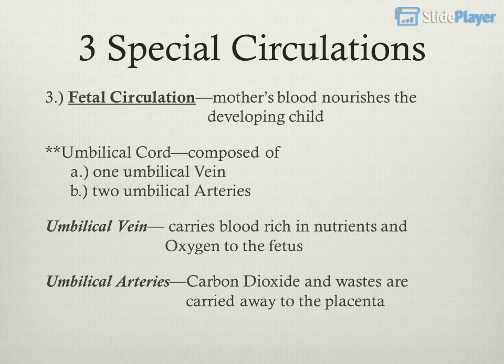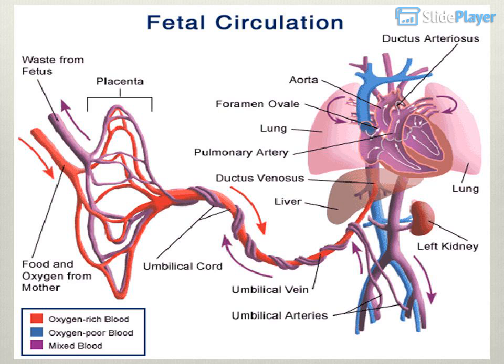3 special circulations. 3. Fetal circulation. Mother's blood nourishes the developing child. Umbilical cord, composed of A. 1 umbilical vein, B. 2 umbilical arteries. Umbilical vein carries blood rich in nutrients and oxygen to the fetus. Umbilical arteries, carbon dioxide and wastes are carried away to the placenta.